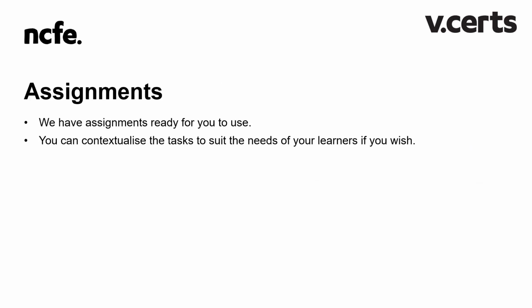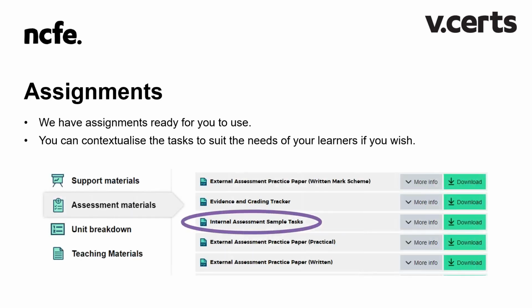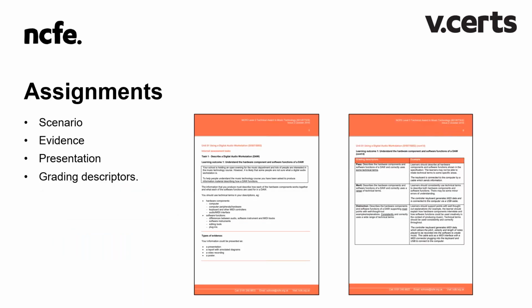You can write your own assignments, and there is guidance contained within the qualification specification, but we do have assignments already prepared and ready to use. You may wish to change aspects of the scenario so that it is more suitably contextualized for your learners. And you can find the sample assignment tasks on the qualification specification page on QualHub. If you scroll down and click on the assessment tab, within that area you will find those tasks. Let's take a look at one.